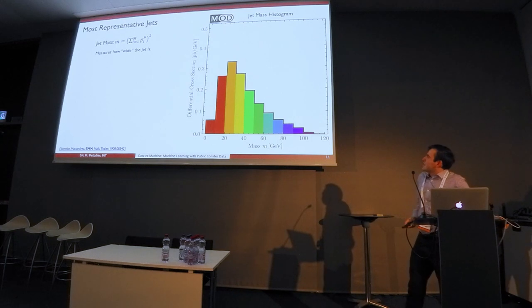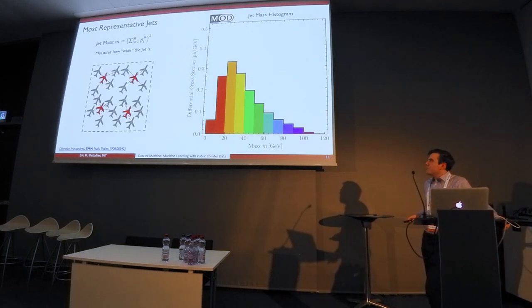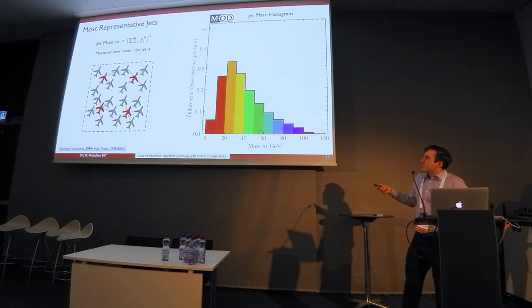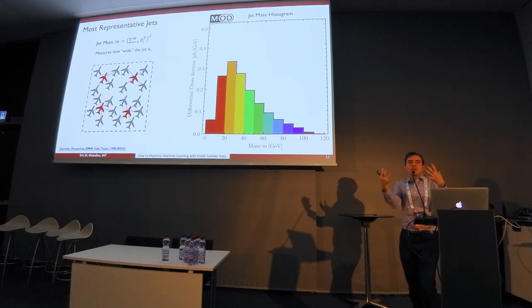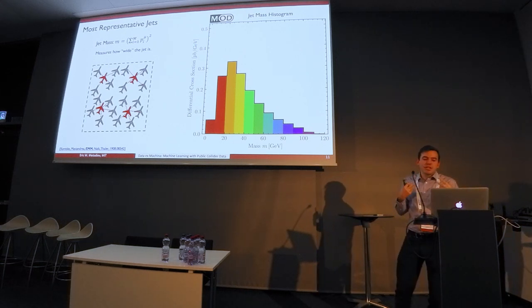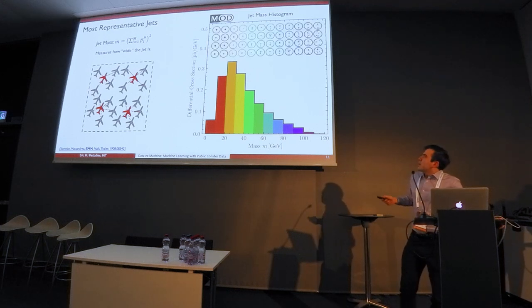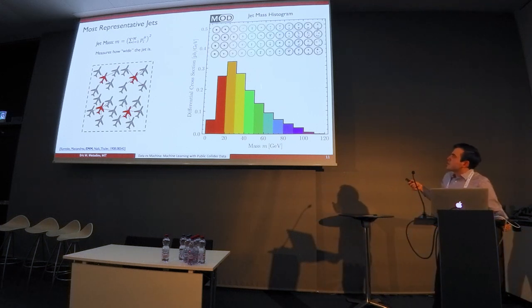But unless you're familiar with the physics that drives jet formation, this is pretty uninformative. But one thing you can do is find the most representative jets in each one of these histogram bins. By that, I mean finding the K, let's say the four medoid jets, the four jets whose distance to the data set is minimized. And then you can just plot them above each histogram bin.